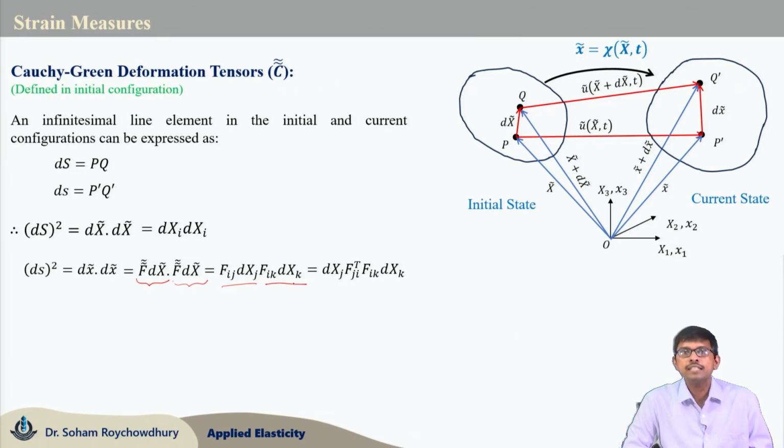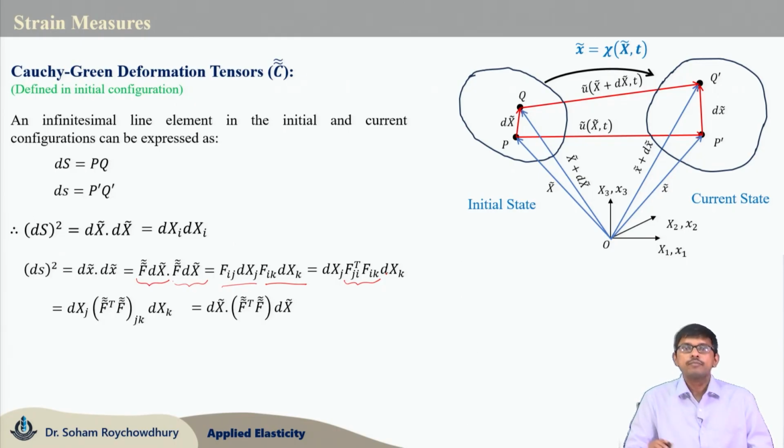Now, we are rewriting f_Ij f_Ik as f transpose_jI f_Ik. Why? So that we can take the product of these two. The second index of the first tensor is I, and the first index of the second tensor is I. In this fashion, we can write this as the product of f transpose f. So, ds squared is equal to dX_j (f transpose f)_jk dX_k. This can also be written as dX dot f transpose f acting over dX.